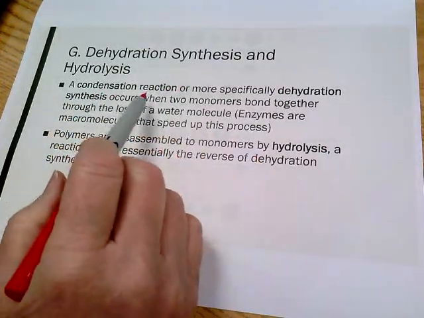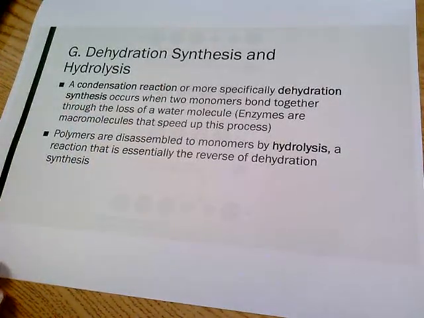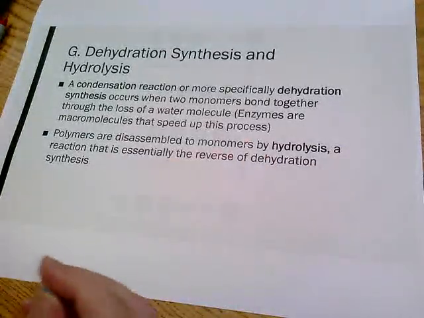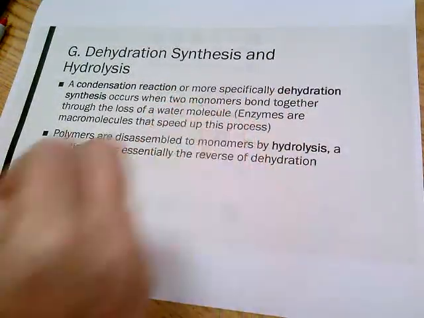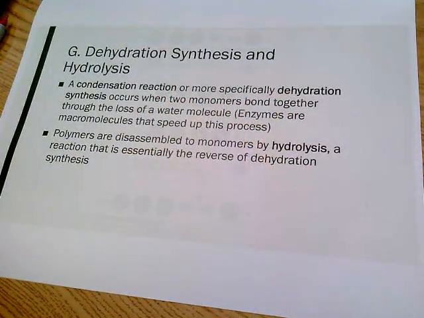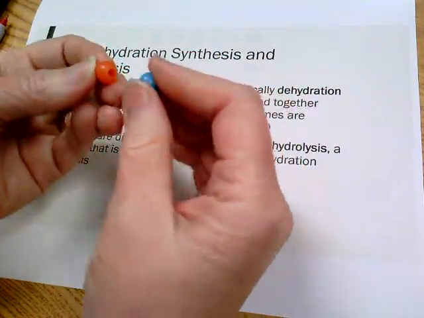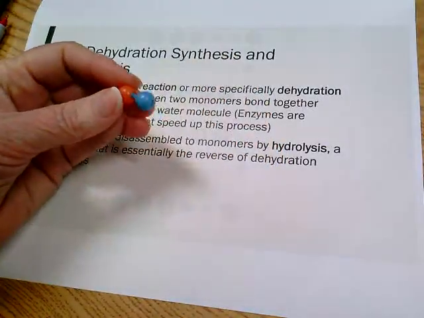Dehydration synthesis is sometimes called condensation reactions, probably just to confuse high school biology students. We got to know 2 or 3 different words for the same thing, but it's all the same thing. Dehydration synthesis occurs when 2 monomers are bonded together. So here come my beads. If I have 2 monomers and I want to bond them together, how do you bond them together? You got to remove water.